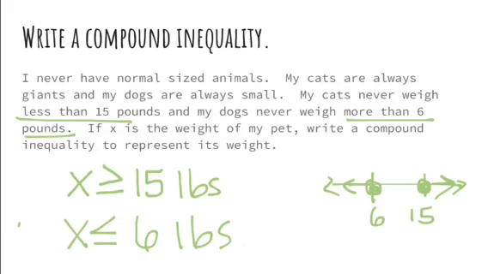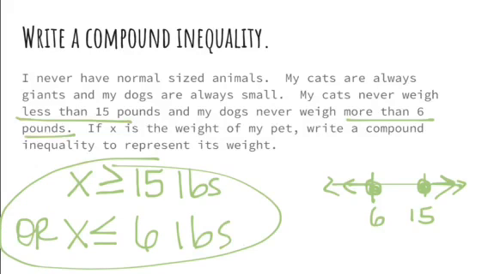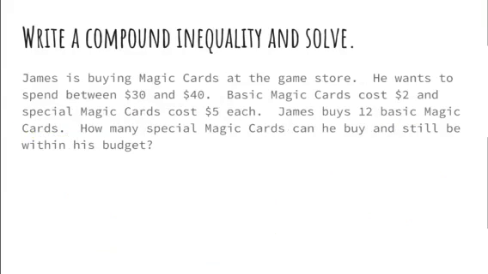So this is an or inequality. And we have that written. That's all we needed to do. Let's go on to our last example. In this example, we're going to need to write an inequality and solve it. It's going to be a compound inequality.